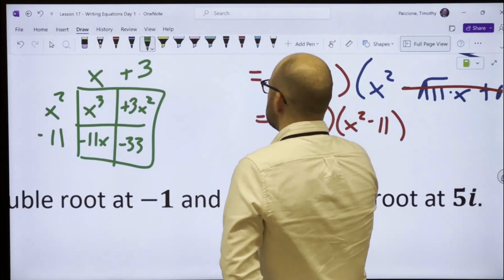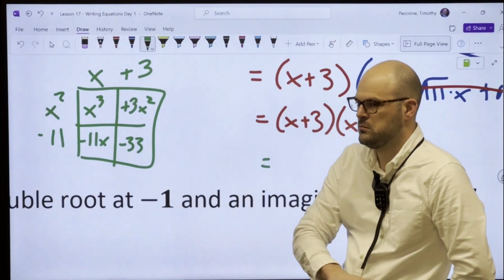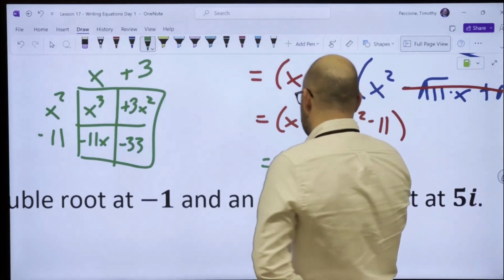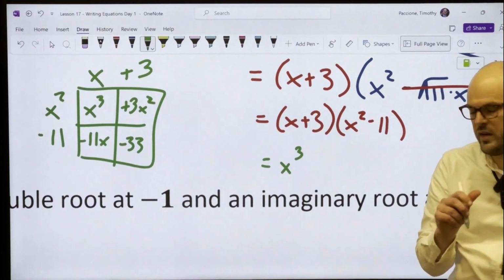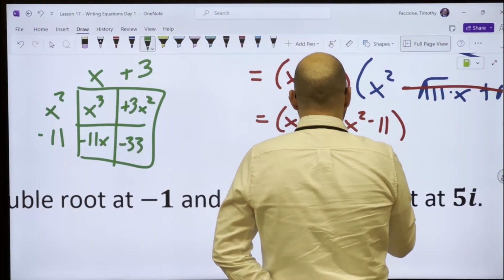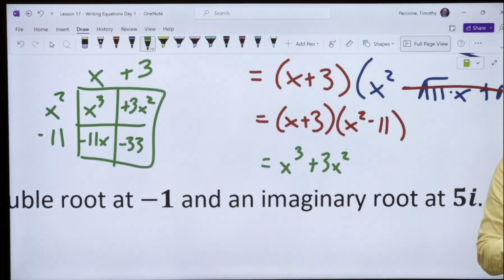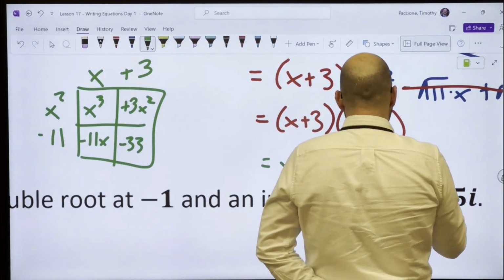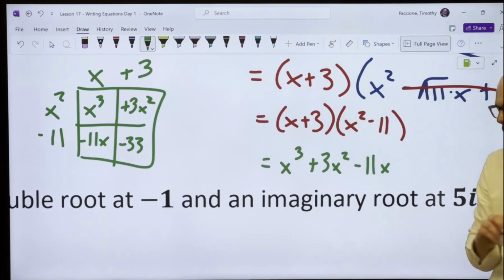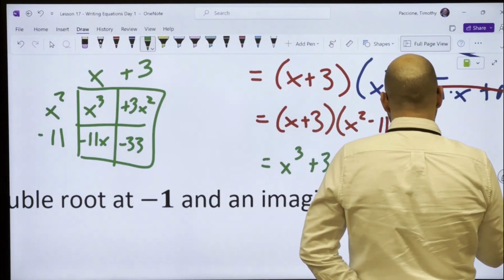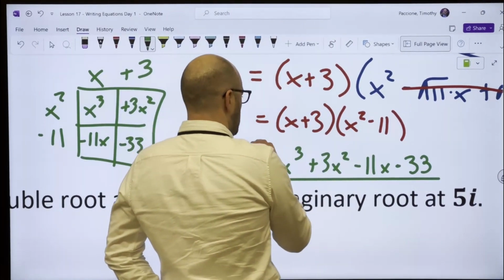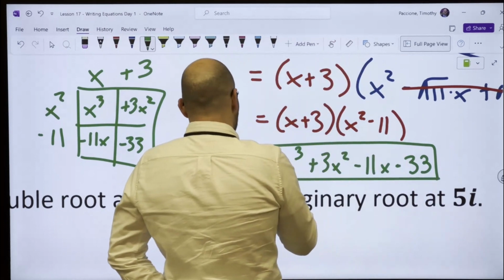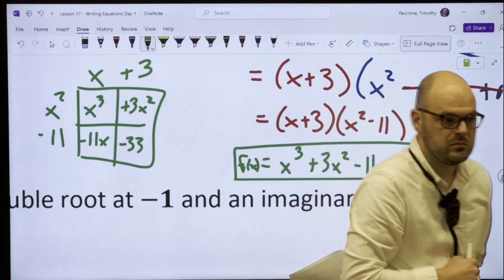So what's the biggest thing we see here? Highest degree? X to the third, no like term. Then what else do we see? X squared. 3x squared, no like term. What else? What's the next one? Minus 11x. And then minus 33. So there didn't turn out to be any like terms, and that's okay. We just list everything, right? And, whoa, that was cool. This is our standard form equation.